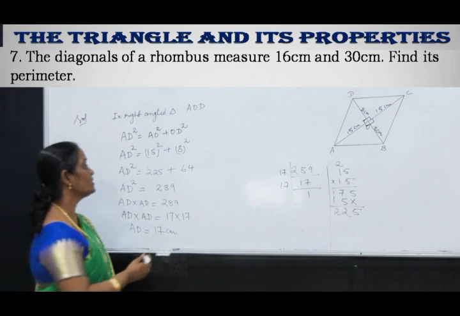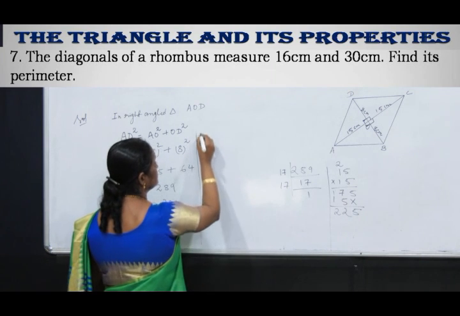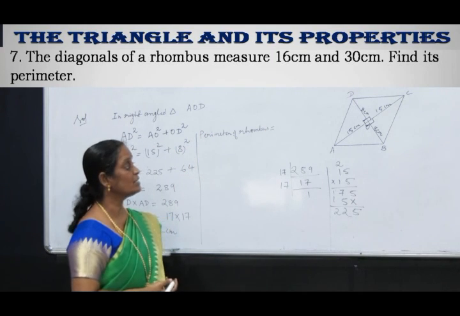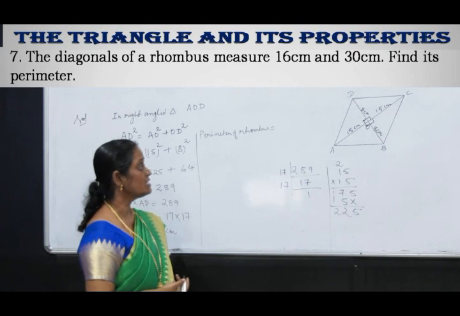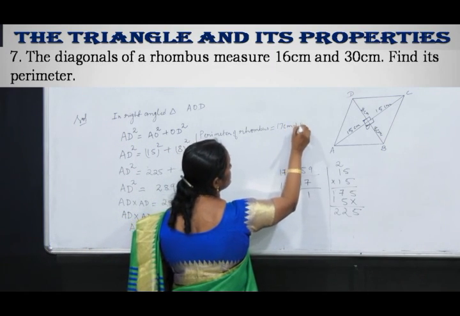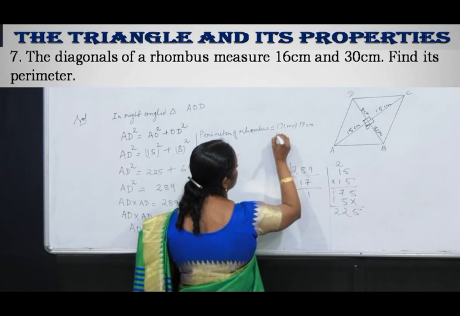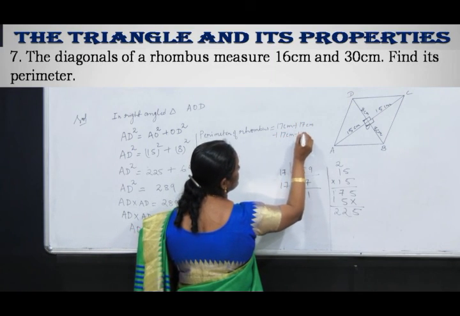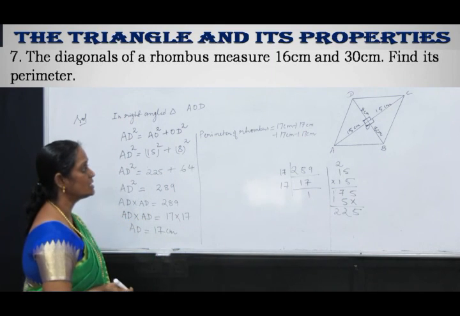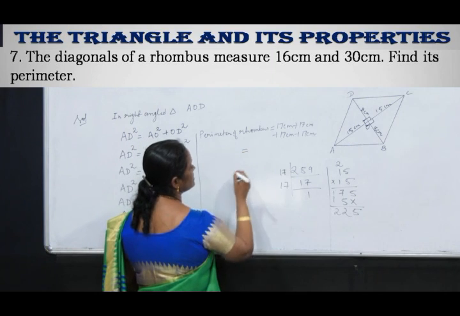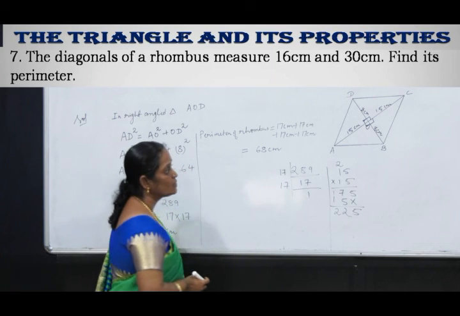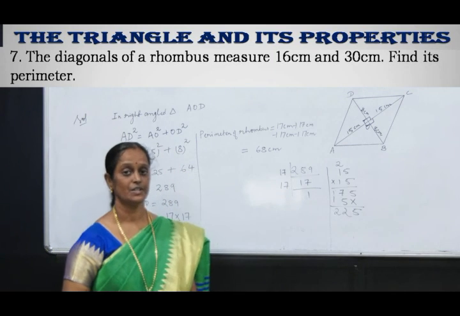The perimeter of the rhombus will be, all the sides of the rhombus are equal, so each side will be 17 centimeter. That is 17 centimeter plus 17 plus 17 plus 17 centimeter. So it is 68 centimeter. So the perimeter of the rhombus is 68 centimeter.